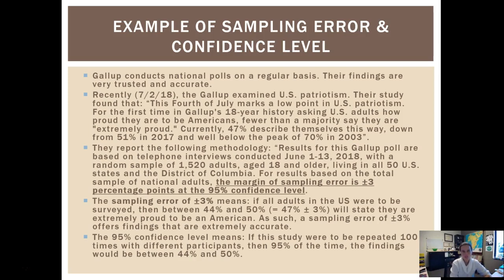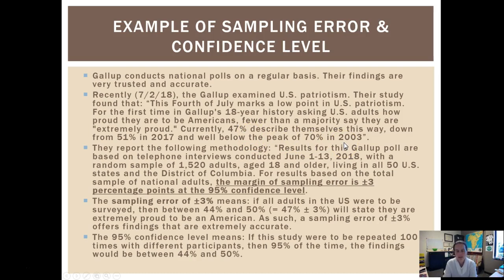Recently, the findings I'm going to give you here as an example, the Gallup looked at U.S. patriotism. The study was conducted in July of this year, and their findings were this: this 4th of July marks a low point in U.S. patriotism. For the first time in Gallup's 18-year history, asking U.S. adults how proud they are to be an American, fewer than a majority say they are extremely proud. Currently, 47% describe themselves this way, down from 51% in 2017 and well below the peak of 70% in 2003.